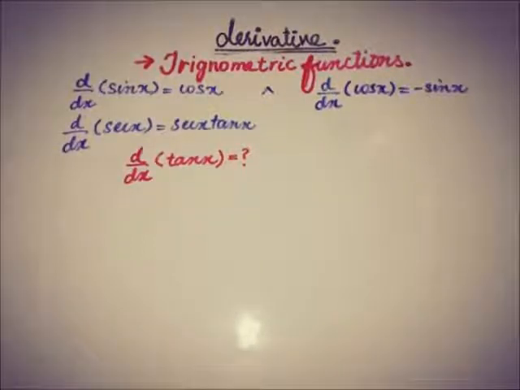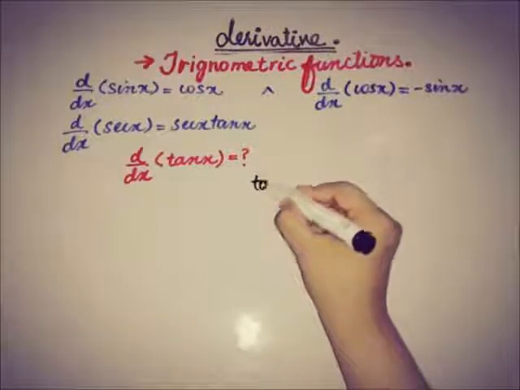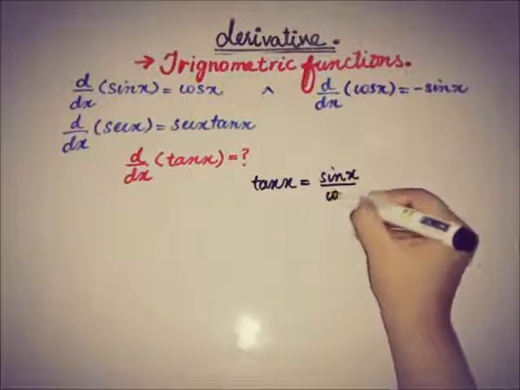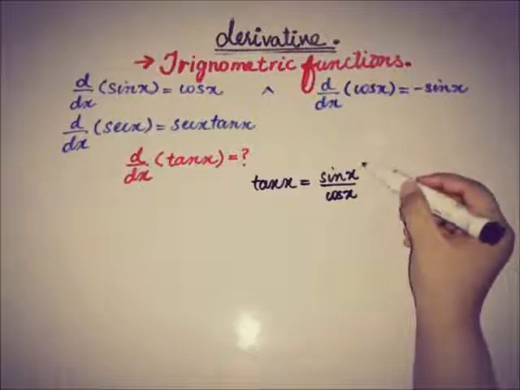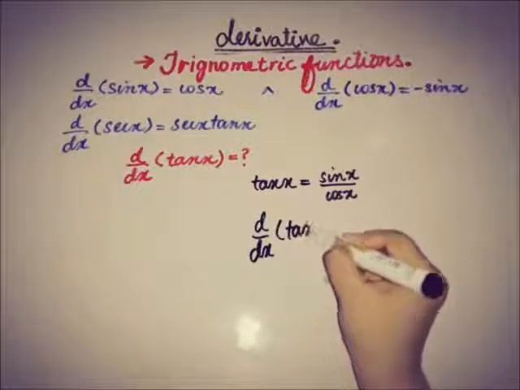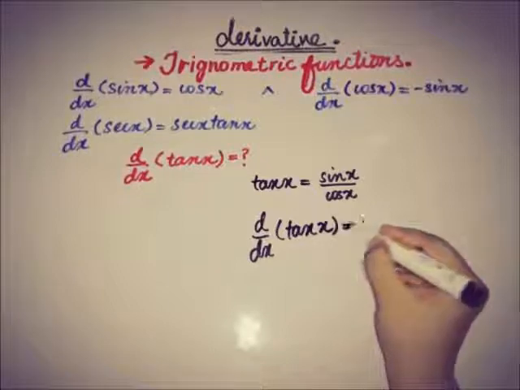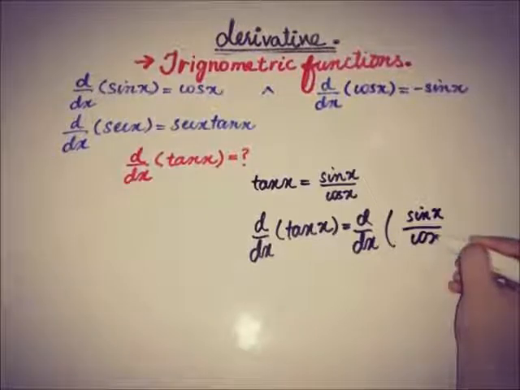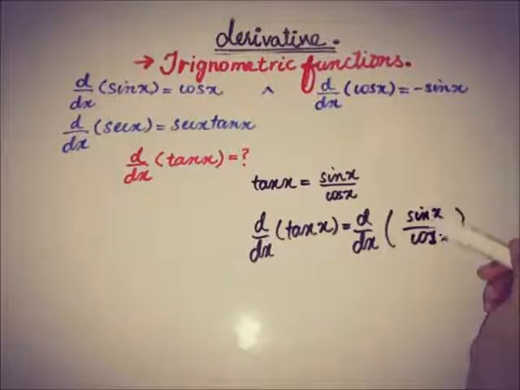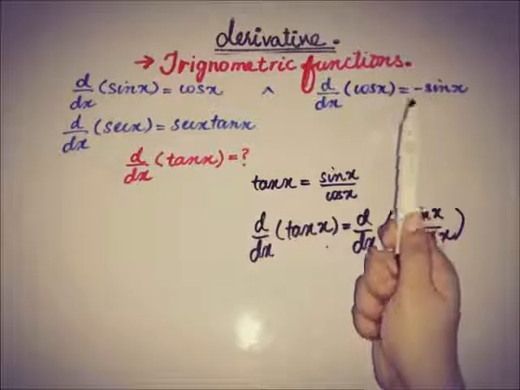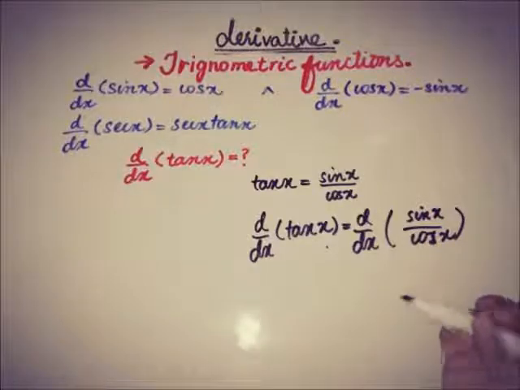Heading toward another trigonometric identity, that is tan of x. So we know that we can write tan of x in terms of sin of x and cos of x as sin x over cos of x. So while finding the rate of change of tan of x, we can use just the quotient rule here, that's d by dx of sin x over cos x, to figure out the derivative of tan x, because we know the rate of change of sin of x and we know the rate of change of cos of x. So this is really easy.